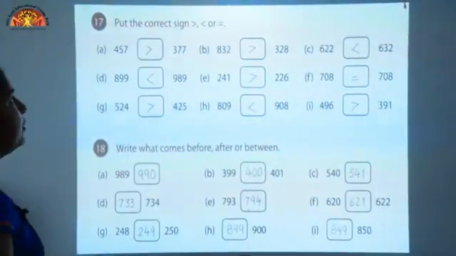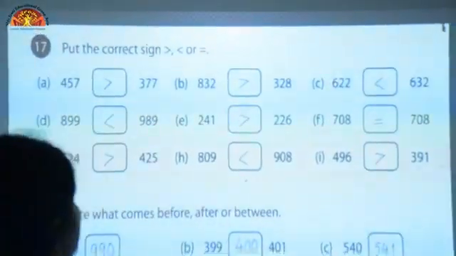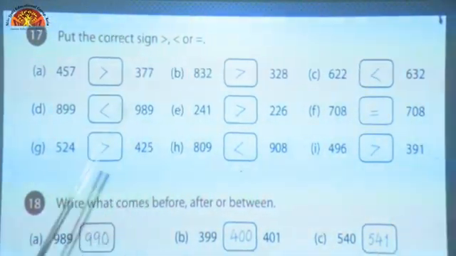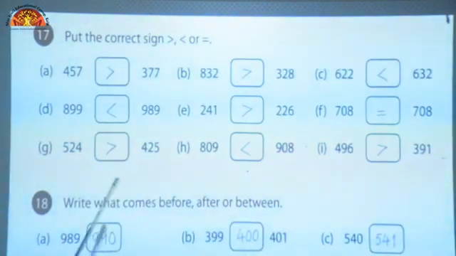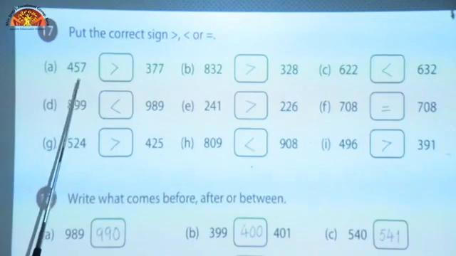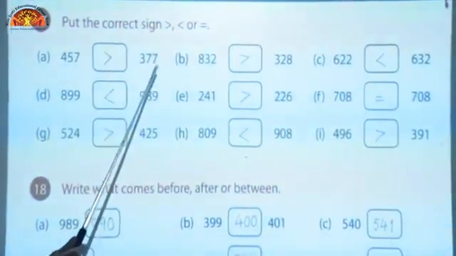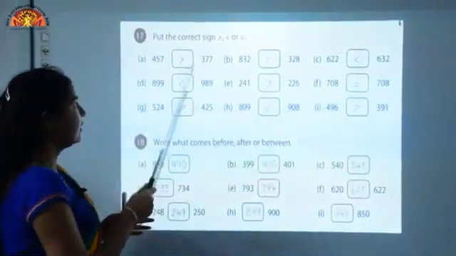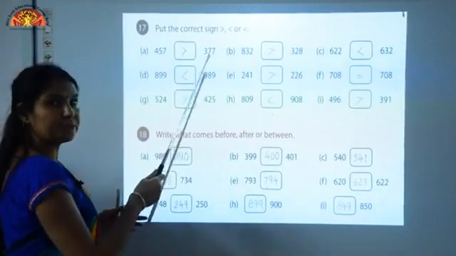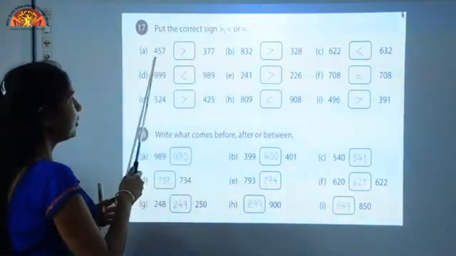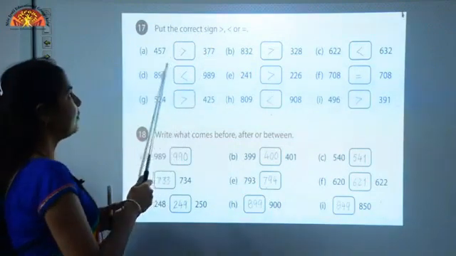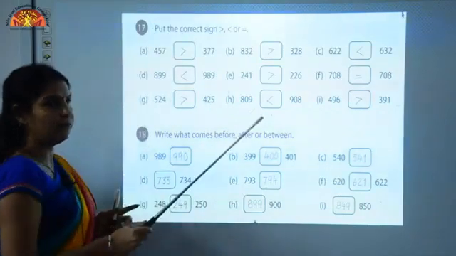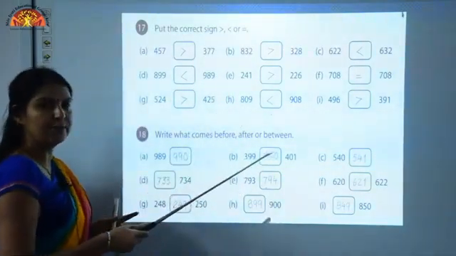Question number 17. Put the correct sign. Children, these signs are for greater than, less than or equal to. You have to compare the numbers and put the sign in front of the numbers. Here the numbers 457 and 377 are given. So we will see which number is at hundreds place. Here 4 is at hundreds place and here 3 is. So which number will be bigger? This number 457 will be bigger. So we will put the sign of greater than in front of this. I hope you have understood. Rest of the sums you can do yourself.